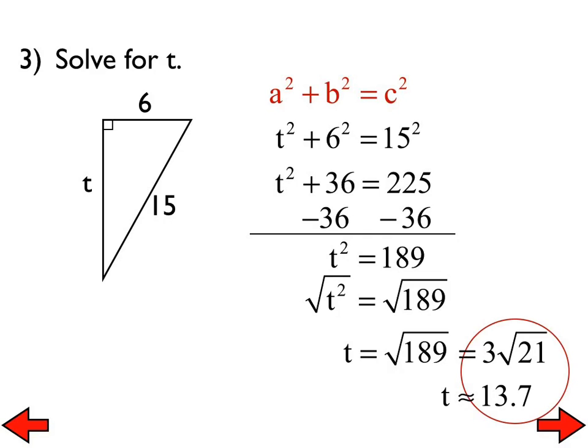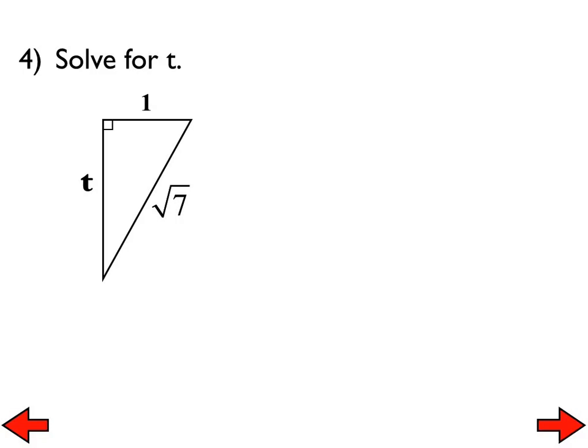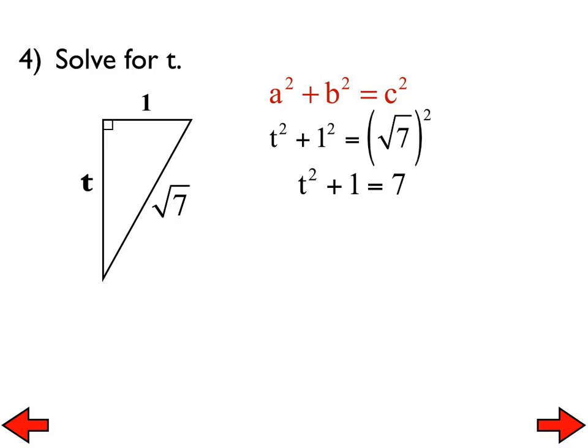Okay, everybody try number 4. So utilizing the Pythagorean theorem, we may have something like t squared plus 1 squared equals square root of 7 squared. 1 squared is obviously 1. Square root of 7 squared is square root of 7 times square root of 7. And if you didn't realize that that was just 7, square root of 7 times square root of 7 is square root of 49. And square root of 49 is, once again, just 7.